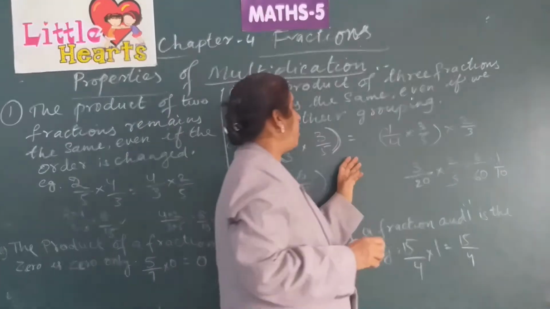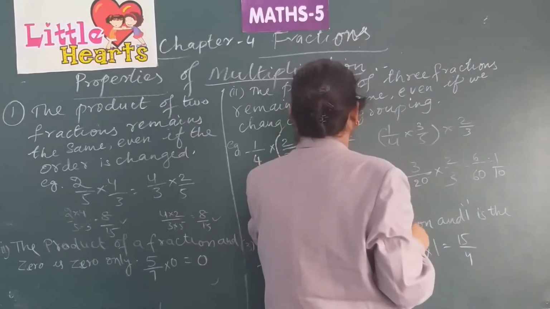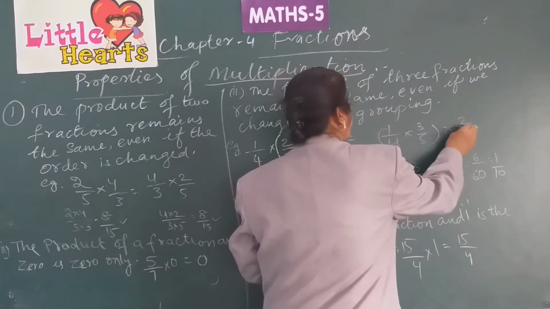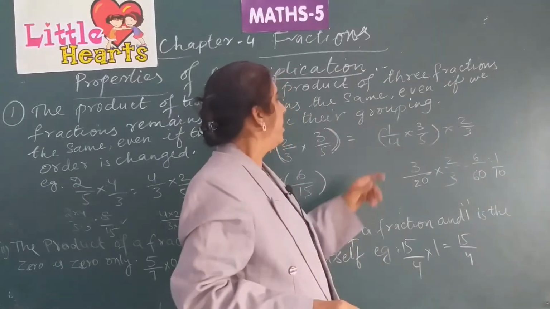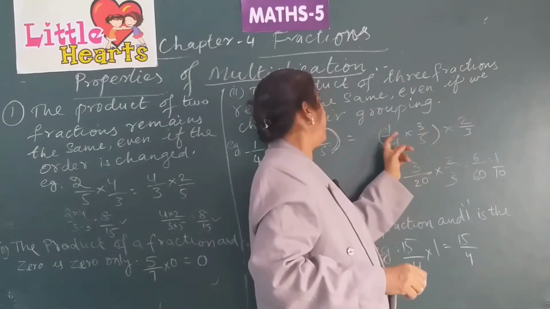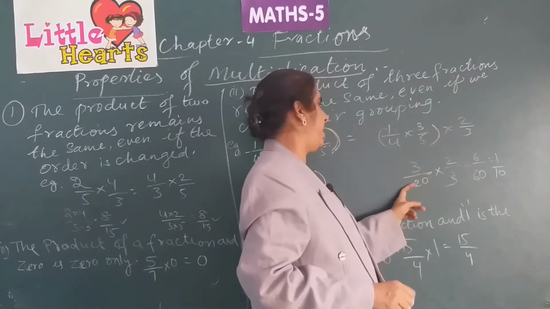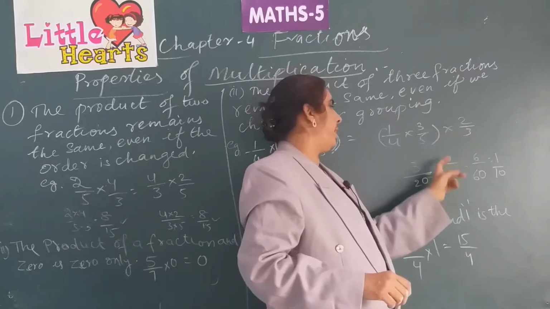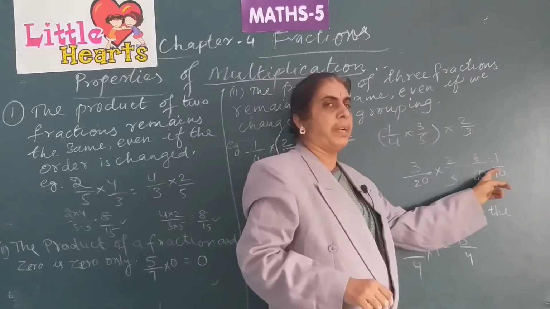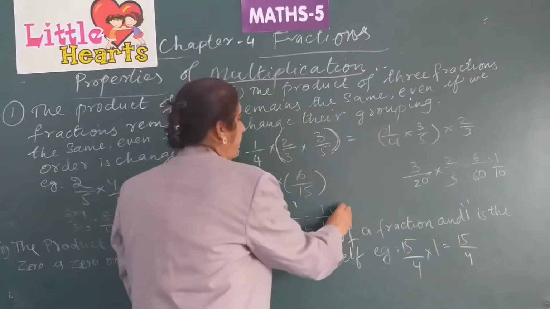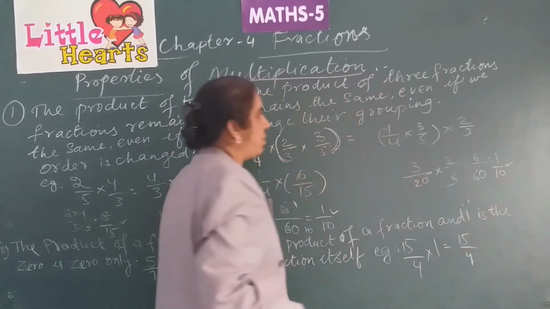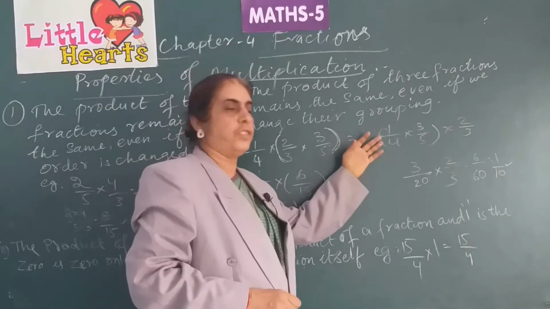Now coming to this, change the order. 1 by 4 into 3 by 5, and then the product should be multiplied with 2 by 3. The value of the fractions is 3 by 20. Multiply with 2 by 3 now. 6 by 60, 1 by 10. Both are same. The product remains the same even though their order is changed.